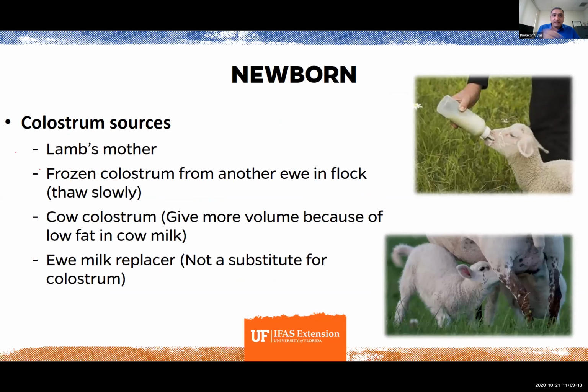Now, colostrum sources. The best source, everyone knows, is the lamb's mother. But we cannot get colostrum from the lamb's mother in some instances, or maybe most instances at the farm. So then frozen colostrum from another ewe in the flock is acceptable. We have to make sure that we thaw this colostrum slowly, so that the protein, the immunoglobulins, the antibodies present in the colostrum do not get denatured, because that is the most important component of colostrum, other than nutrients. So we need to make sure we thaw it slowly.